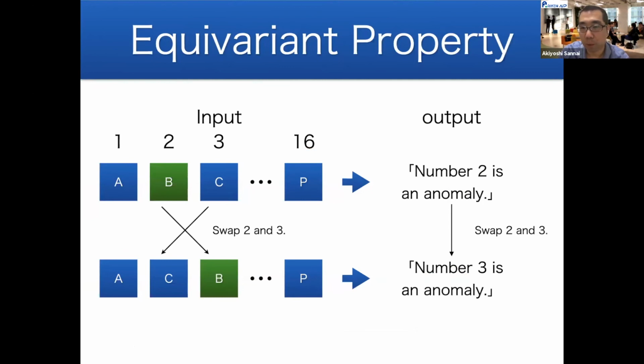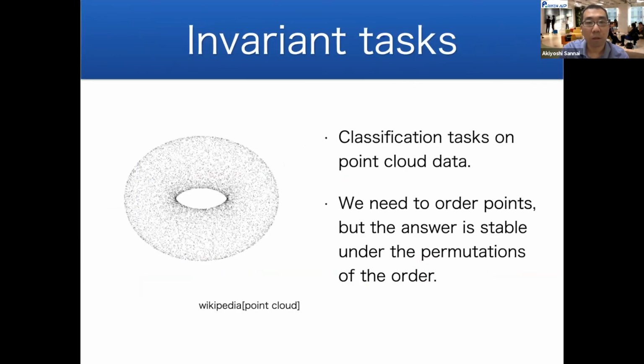Number 2 is an anomaly. And if you swap 2 and 3, then the answer is 3. So this is also swapped in the answer. This is the equivariance property, one symmetry. And another one is invariance.